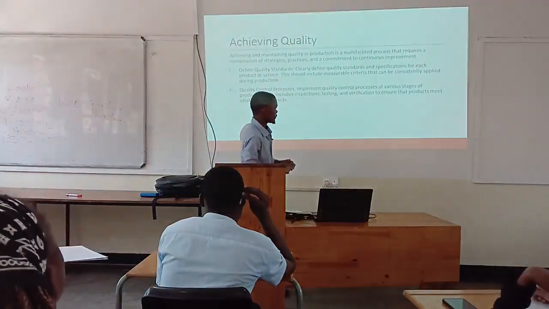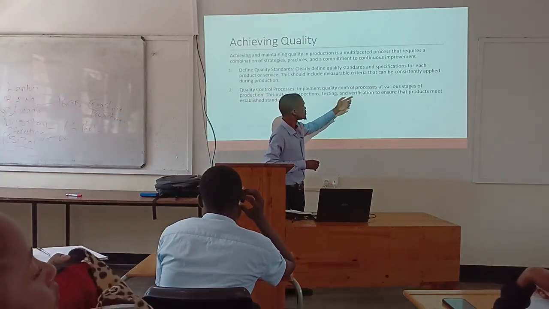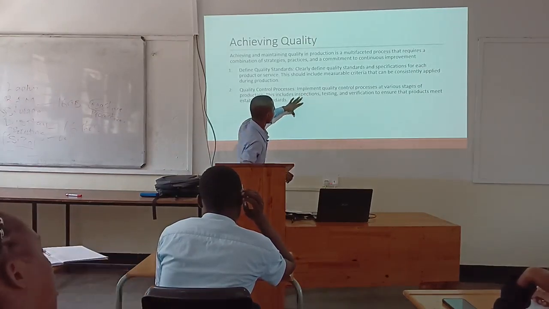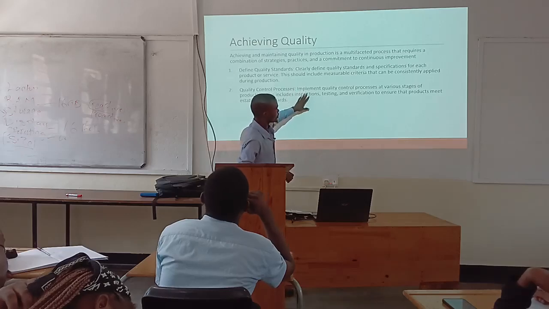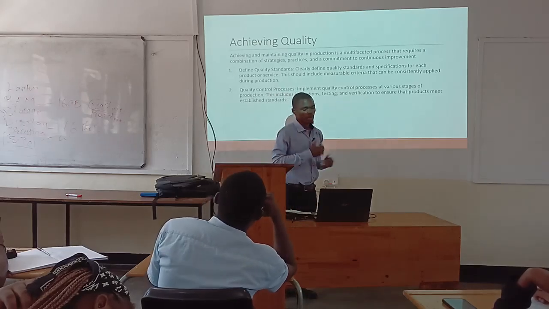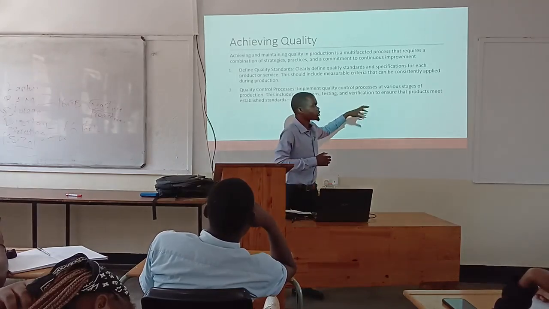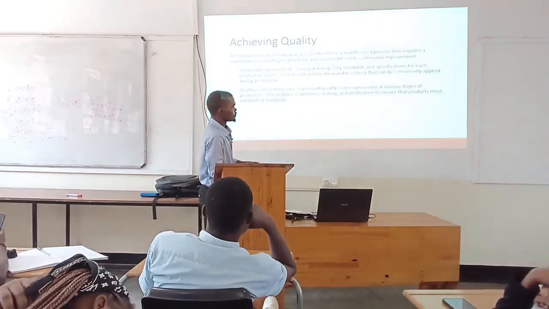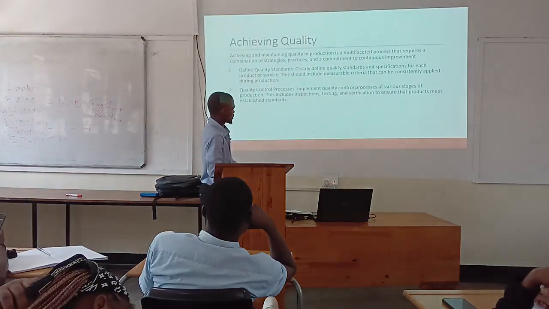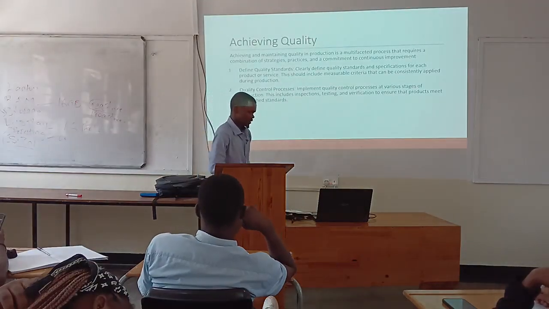So verification, testing, and inspection are some of the quality control processes that an organization can go through at various stages of production in order to improve the quality of the product that is offered.